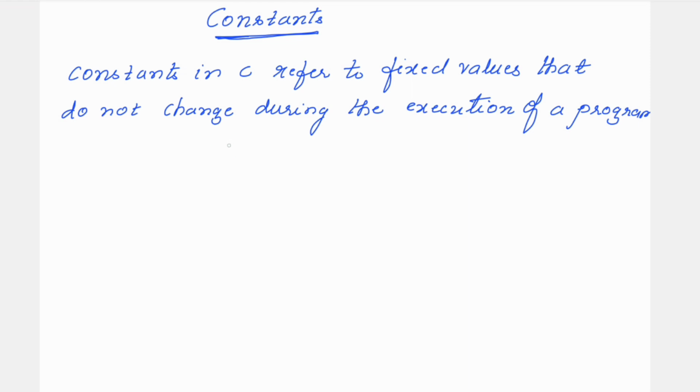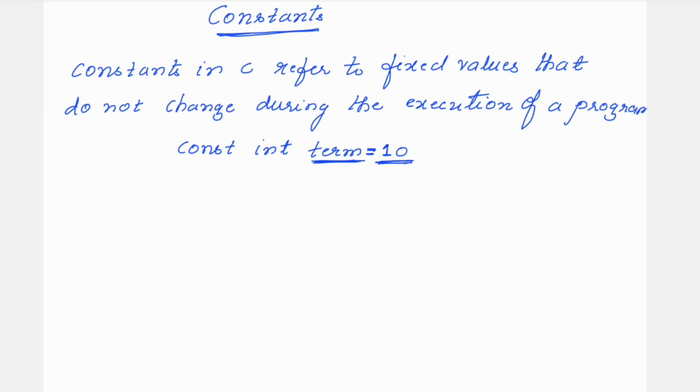For example, see how we are going to declare a constant. We'll use the keyword const, and suppose the data type of that constant is integer and you are using a variable term equal to 10. This means the value for term is assigned as 10 and it remains the same throughout the execution. It is not going to change. Wherever this variable term appears in the program, it always takes the value 10. This is the assignment operator, and you place the value 10 on the right side of this assignment operator.